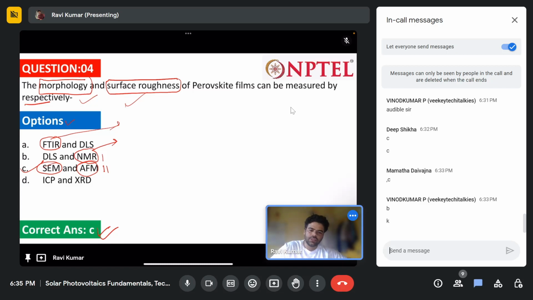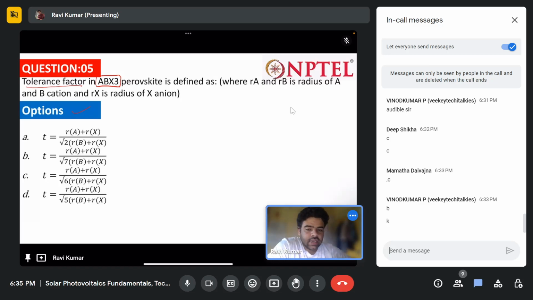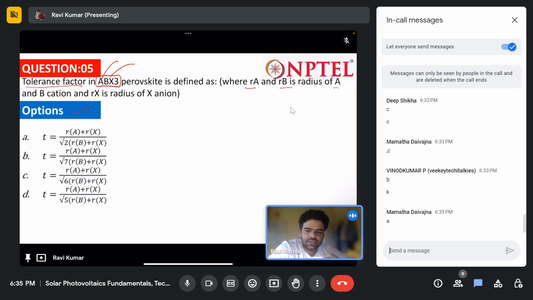Okay, let's move to the next question, which says the tolerance factor in ABX3 perovskite is defined as... Very simple question. These are the options. Here RA, RB is the radius of A and B, that is cation and metal, and RX is the radius of anion. Which among these represents the tolerance factor?